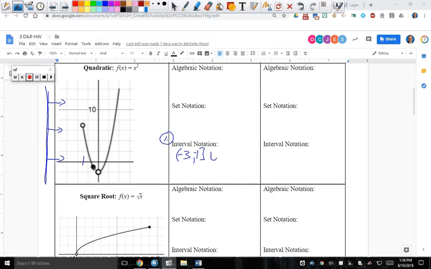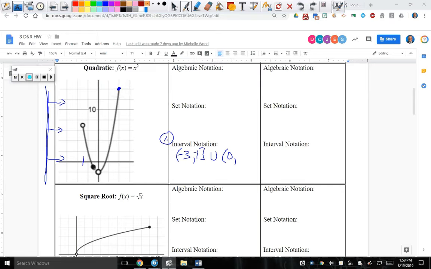Union. Parentheses. 0. Now here's a big question. There's nothing written here. So it could be one of two things. It could be a... Oh, you have an arrow?